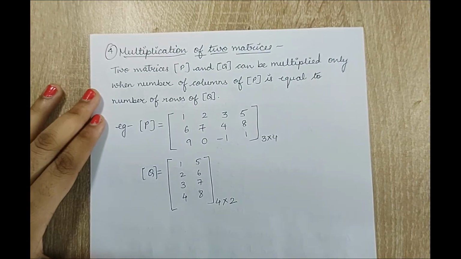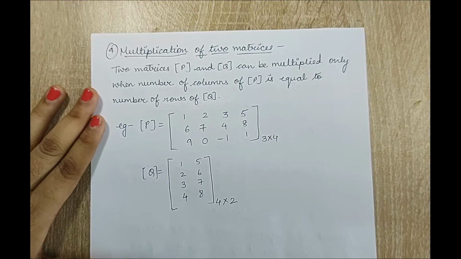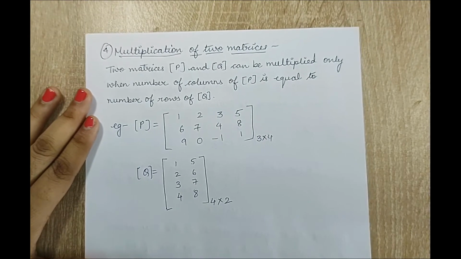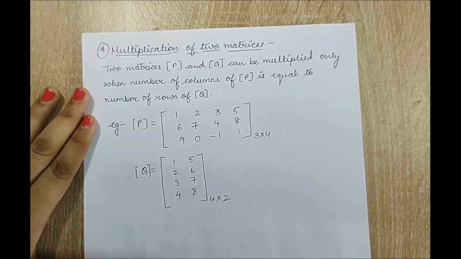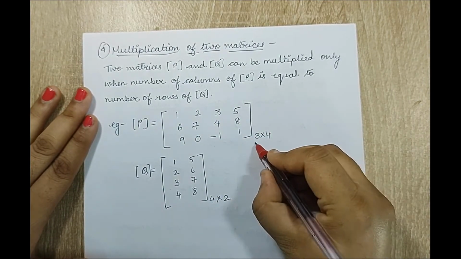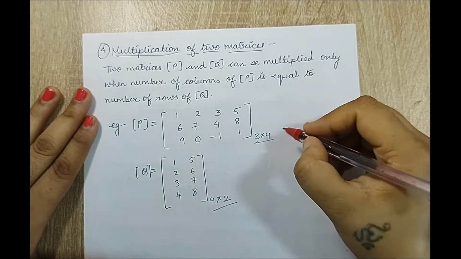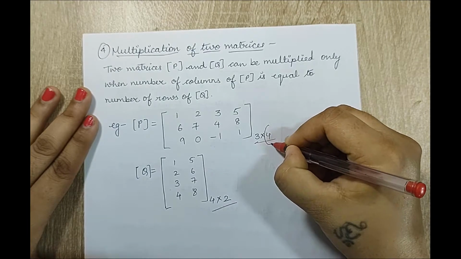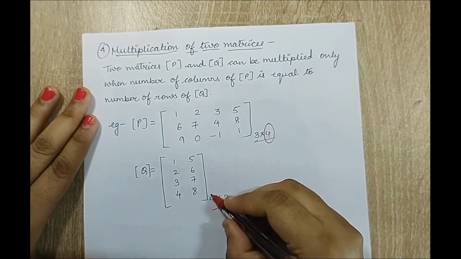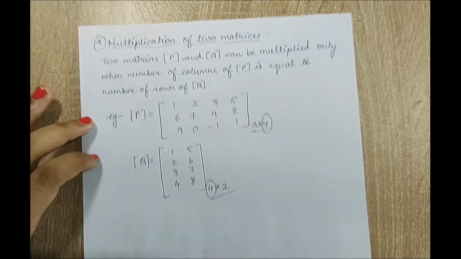Next we will definitely talk about multiplication of two matrices. Two matrices P and Q can be multiplied only when the number of columns of P is equal to the number of rows of Q. Now observe here, P and Q are the two matrices that I have written. This is the order of the first matrix and this is the order of the second matrix. If you observe, the number of columns of P should be equal to the number of rows of Q. Only then can you multiply these two matrices. Now how am I supposed to multiply them?